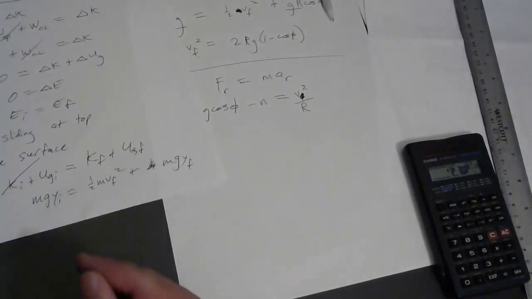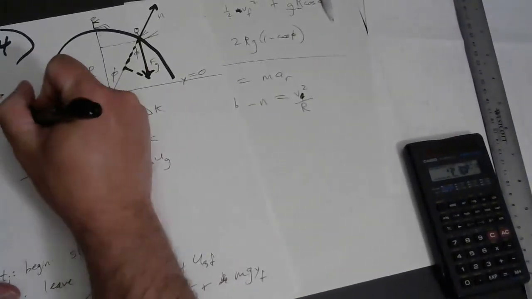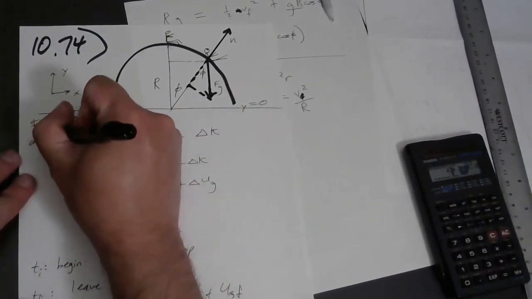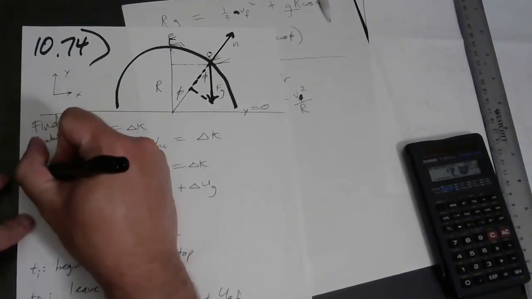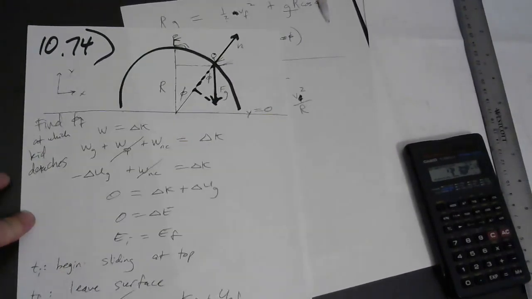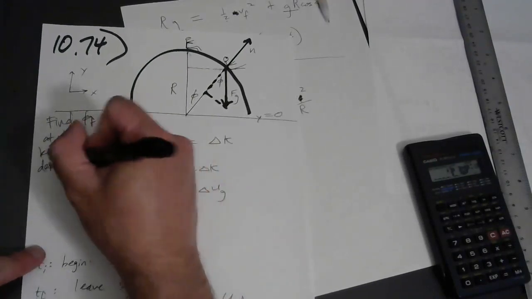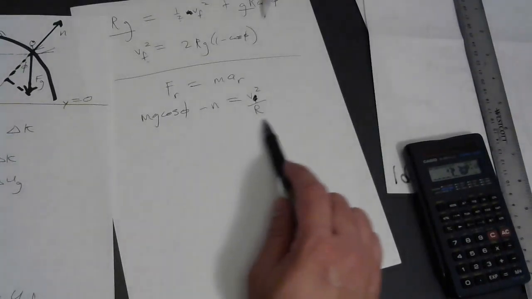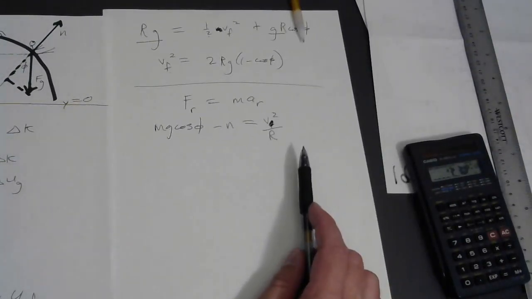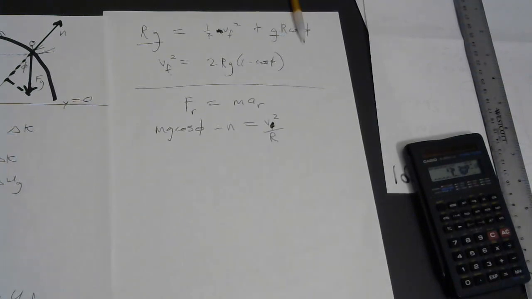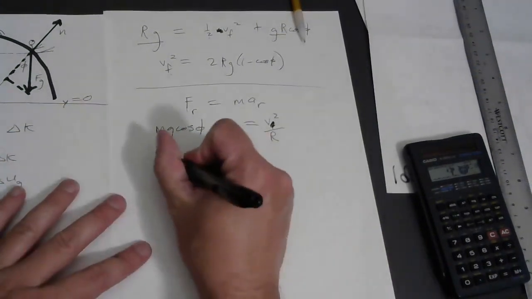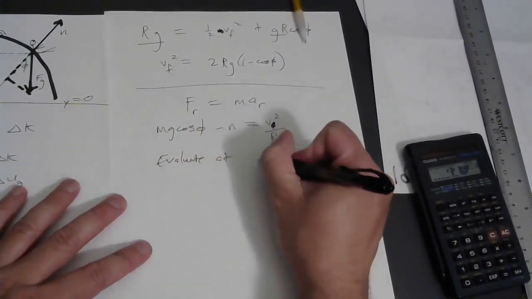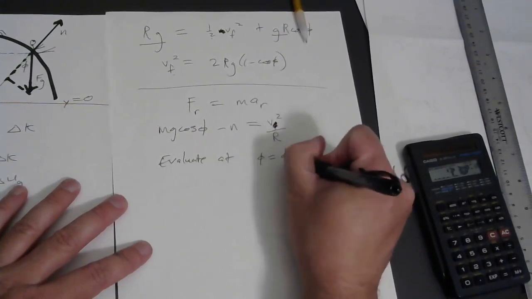Maybe I could make this a little clearer by saying, find phi final at which the kid detaches from the slide. Sorry about my handwriting there. Okay, so hopefully that's a little clearer. This equation would be applicable at any point before the kid lifts off the slide. So now let's evaluate at phi equals phi final.